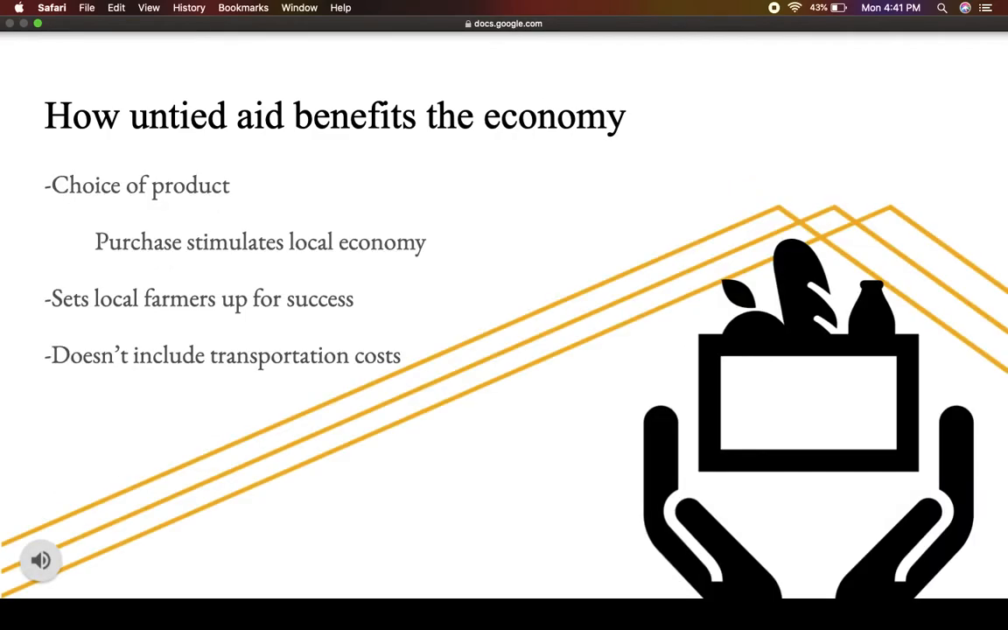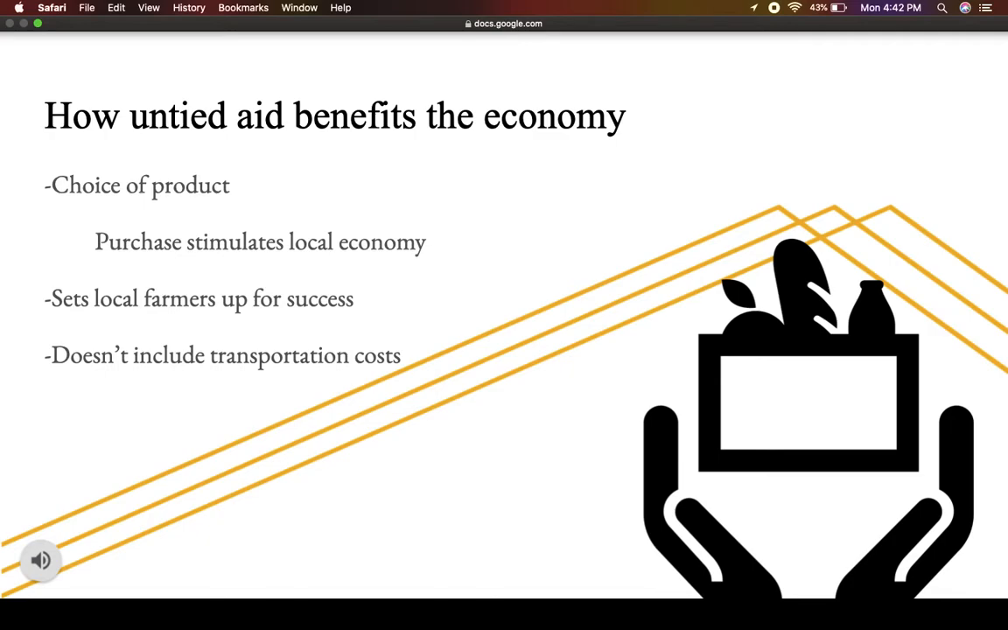When citizens in need are given money rather than food, they have the freedom to choose the products they need. This eliminates the deadweight loss experienced when unnecessary or unused food goes to waste. The product purchased is bought from a local supplier, which stimulates the economy during the time of need. Giving untied aid benefits farmers even more by giving them supplies rather than flooding the market.